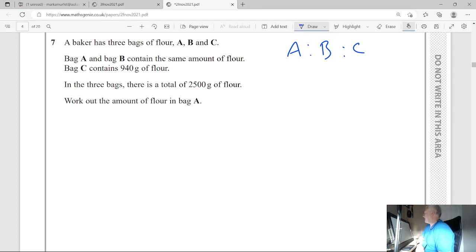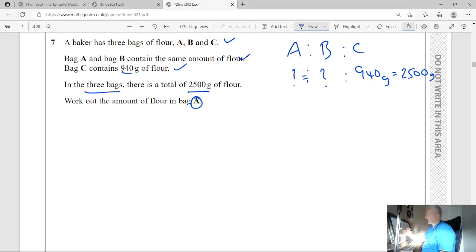Bag A and bag B contain the same amount of flour. Well, we don't know what they contain, but we do know that they equal each other. And bag C contains 940 grams of flour. In the 3 bags, there is a total of 2,500 grams of flour. So we know in total that equals 2,500. Work out the amount of flour in bag A.